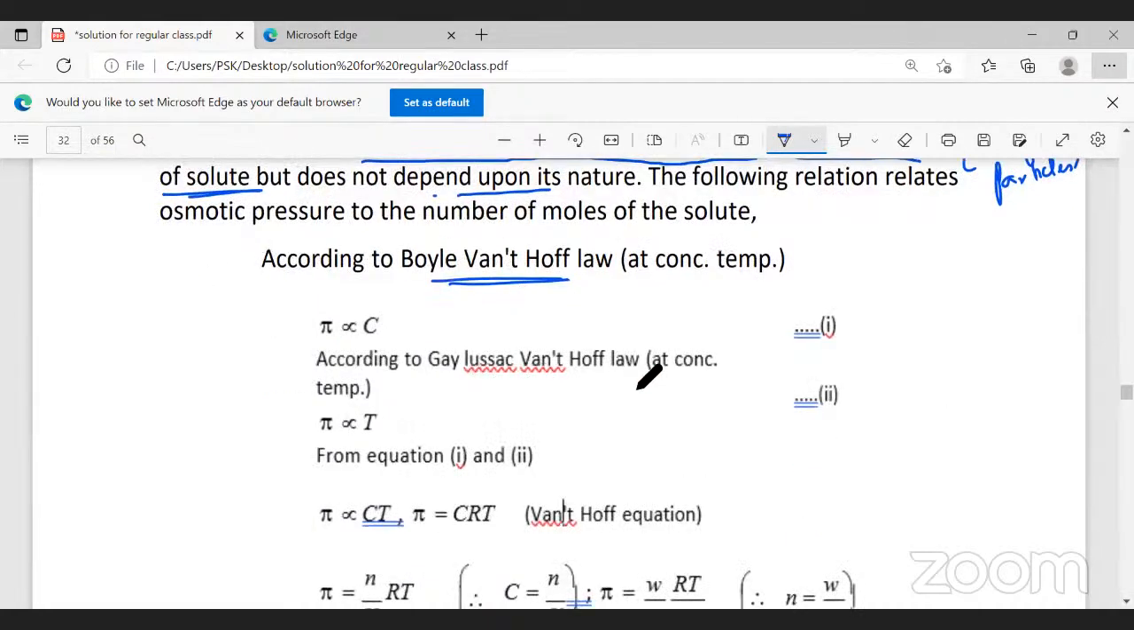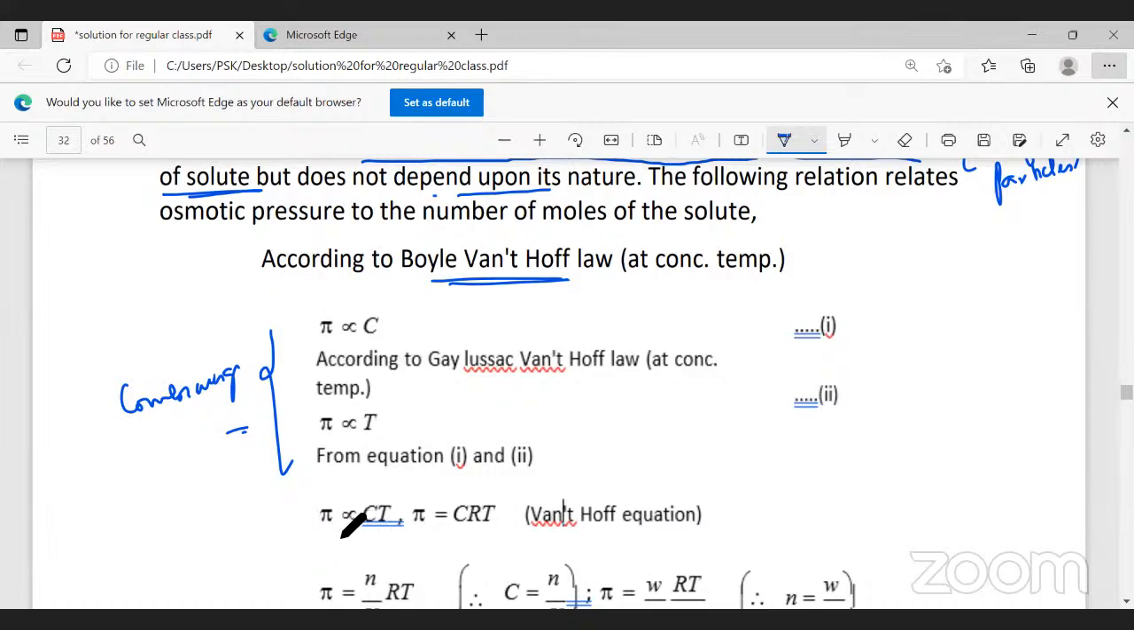According to Gay-Lussac's Van't-Hoff law, at constant concentration, osmotic pressure is directly proportional to temperature. This is marked as 1, and osmotic pressure directly proportional to temperature is marked as 2. Now, if both the laws are combined, pi is directly proportional to CT. Pi is osmotic pressure, which is directly proportional to concentration, and also directly proportional to temperature.